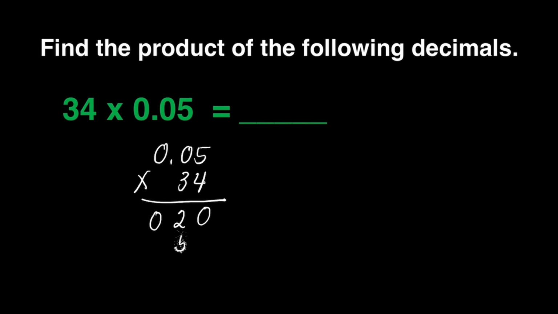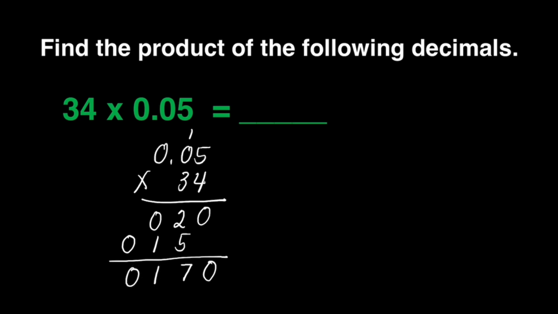And next, 3 times 5 is equal to 15. Carry 1 at the top of 0. 3 times 0 is 0 plus 1, it's 1. 3 times 0 is 0. We'll add these partial products. That's 0, 7, 1, and then 0.